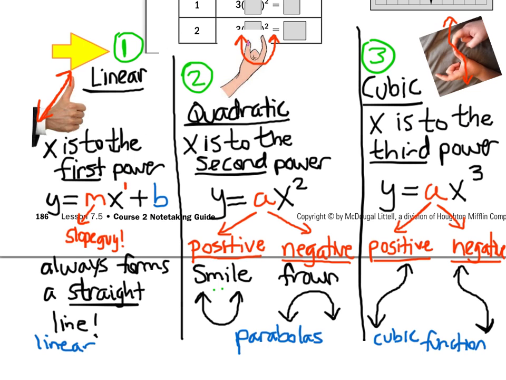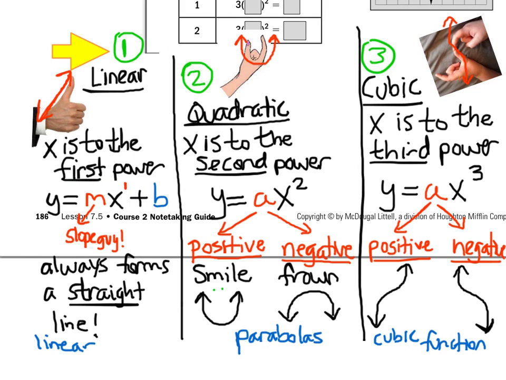Down at the bottom of page 186, I want you to take these extra notes. Naming graphs is as easy as 1, 2, 3. Let's talk about number 1, linear, which we've already talked about a lot. Use your hand right now and stick your thumb straight up, so you see that linear, with one thumb up, would make that straight line. This is anytime x is to the first power.